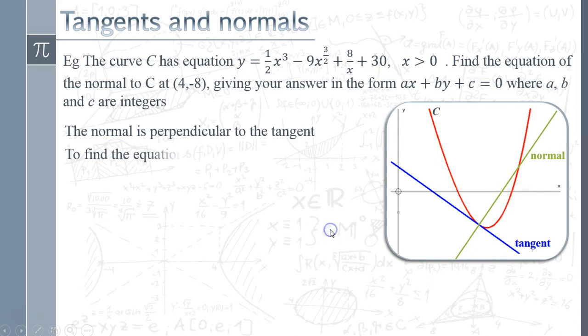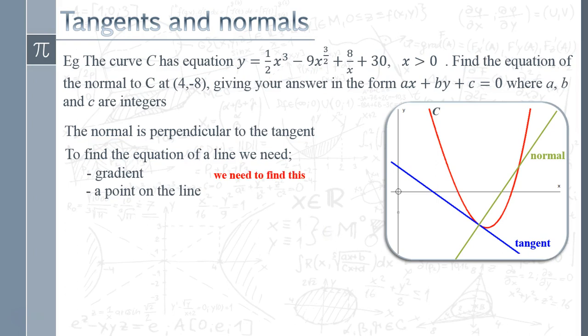Now, as with all things, if you want the equation of a straight line, we're going to need two things. We need the gradient and a point on the line. The gradient is the bit we're going to have to find. The point on the line, we've already got. It's 4, minus 8. We've got that in the question there. So let's see what we can do about working out the gradient.